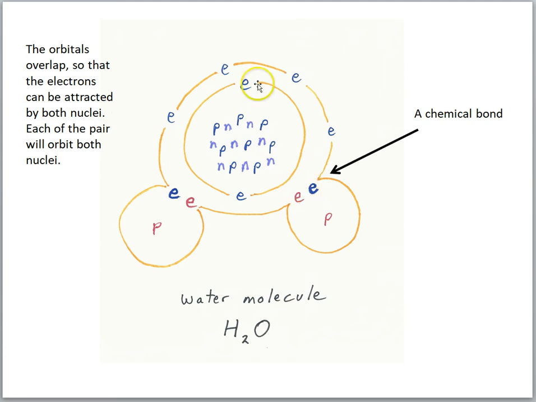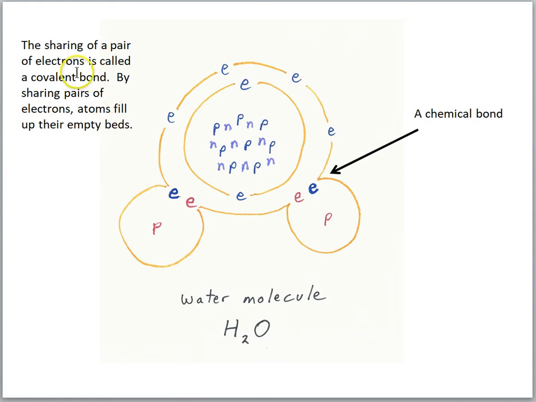Notice that the oxygen and the hydrogen both benefit from this arrangement of a water molecule, because now oxygen has filled up its highest floor of the hotel, and so have the two hydrogen atoms. We call this sharing of electrons a chemical bond. The sharing of a pair of electrons is called a covalent bond. There are other kinds of chemical bonds, but this one is specifically called a covalent bond. By sharing pairs of electrons, atoms fill up their empty beds. So this would be a stable water molecule. Two chemical bonds have formed, and that satisfies the occupancy needs of all atoms involved.